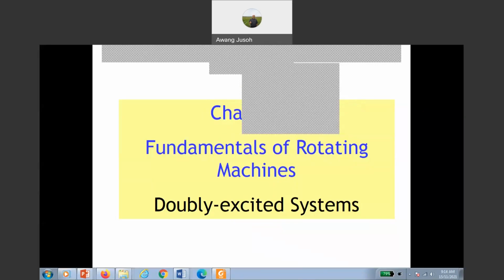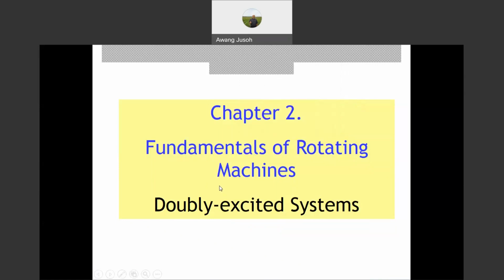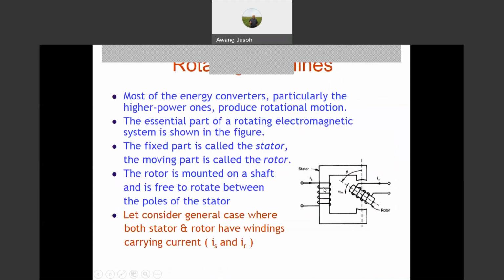Today I would like to talk about the chapter on the fundamentals of rotating machines with a doubly excited system. What does doubly mean? Doubly means that in that system we have two kinds of winding. First, the stator winding, and second, the rotor winding.